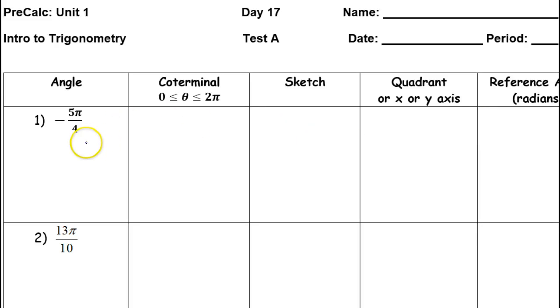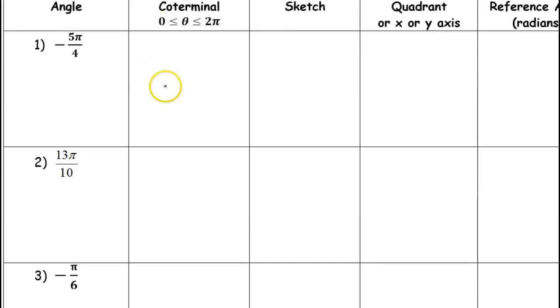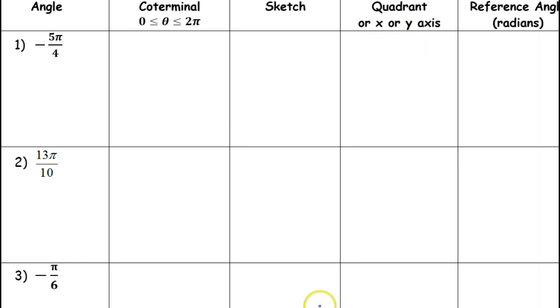In this video, we are going to take each angle given in radians, and we are going to find a coterminal angle between 0 and 2 pi. We'll make a sketch. Of course, we'll figure out what quadrant it's in, or maybe it's on the x or y axis. And finally, we will find a reference angle in radians.